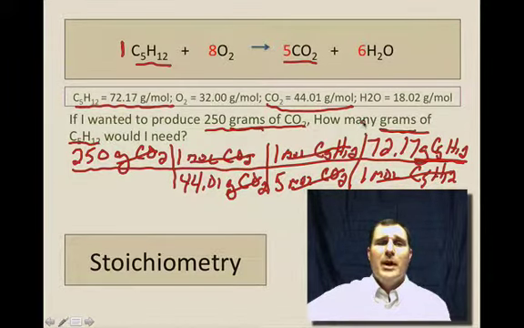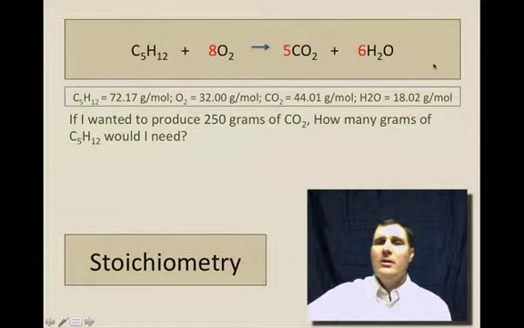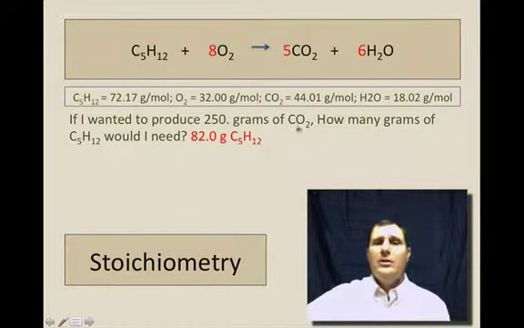The last step I have to do is I have to multiply. So 250 times 72.17 equals, I divide that by 5 equals, I divide that by 44.01 equals, and if I do it correctly, I'm going to come up with 82.0 grams of pentane.